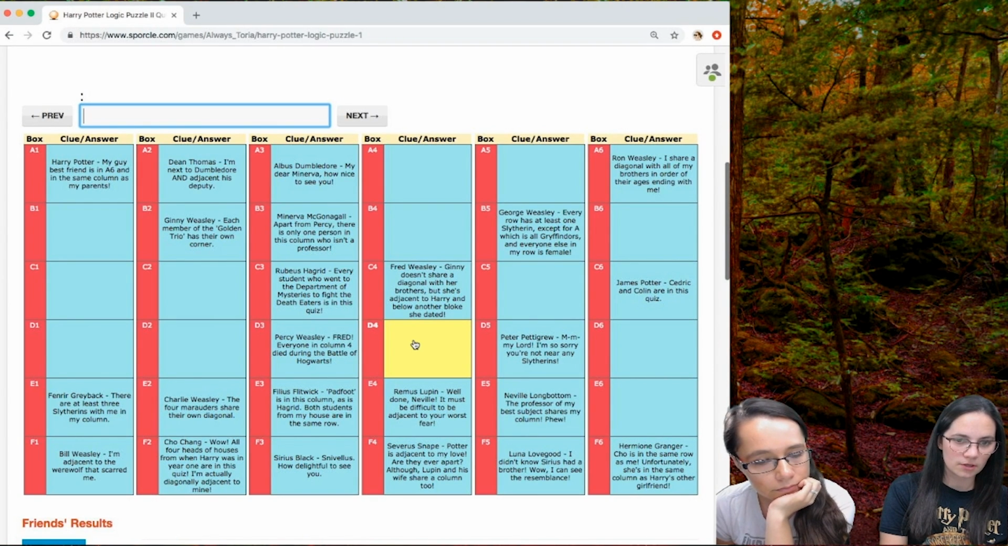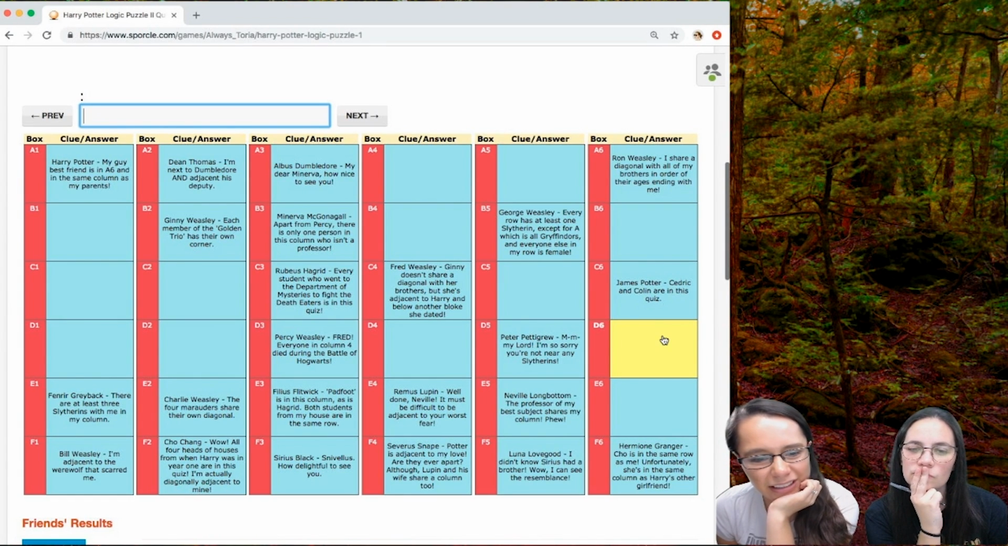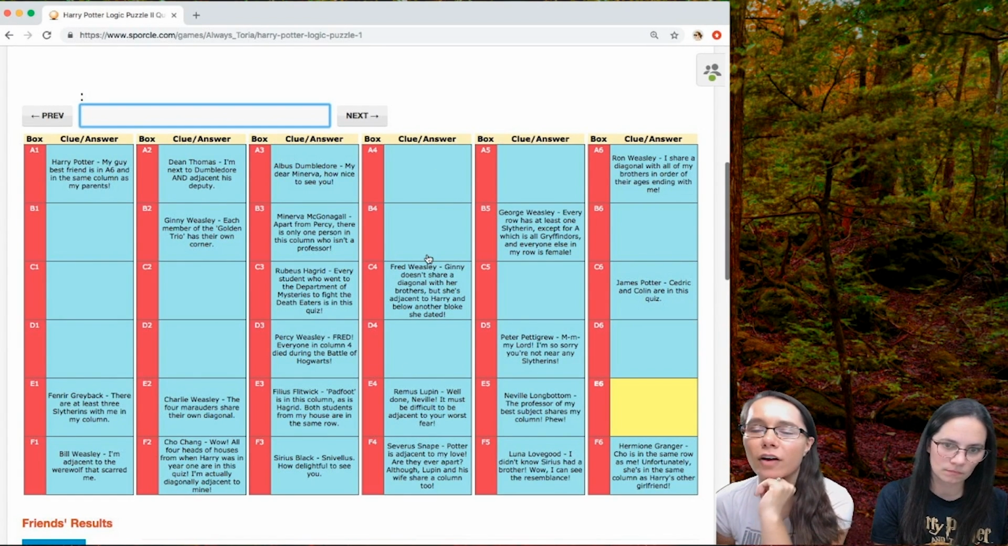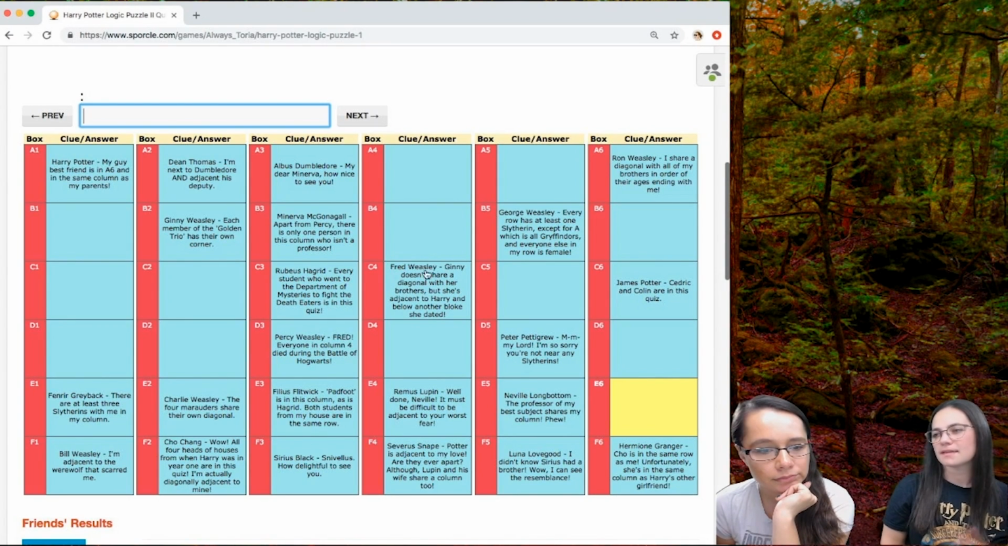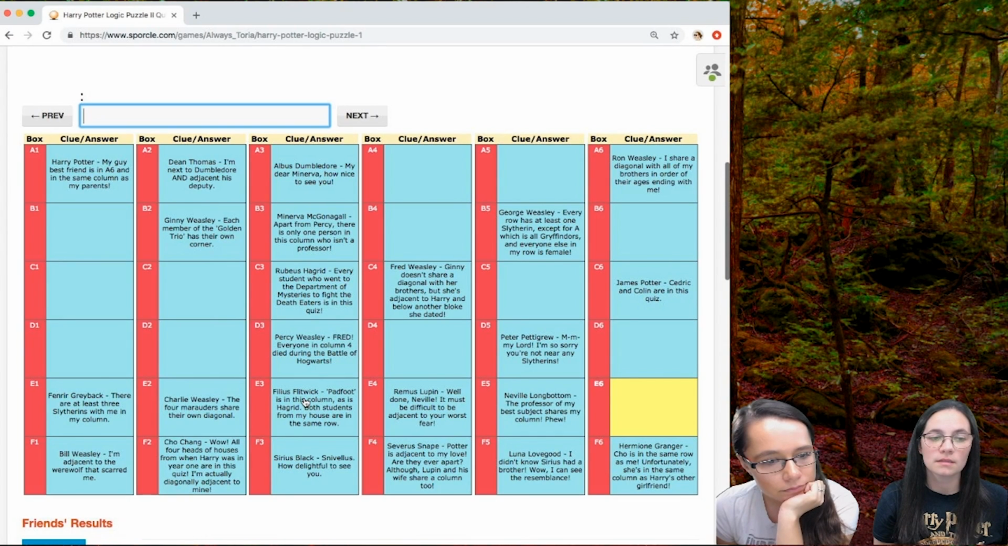Could D6 or E6 be Voldemort? It could, I guess. I was just thinking that he died in the Battle of Hogwarts. Right, but that doesn't necessarily mean he's in that column. Everyone in that column did die, but it doesn't include everyone who died. Okay, so Cedric is not in here yet? Cedric or Colin. They're both not in here yet.